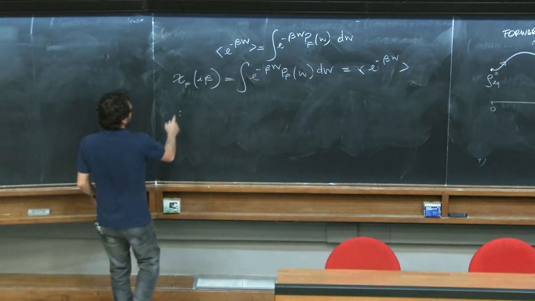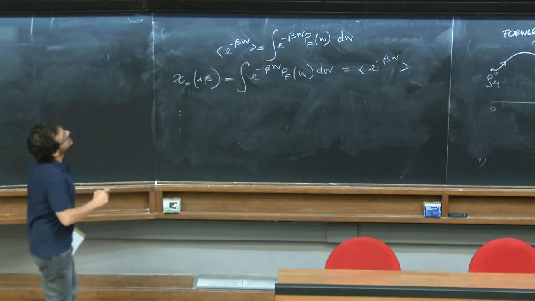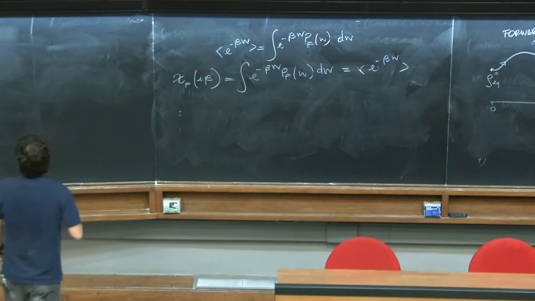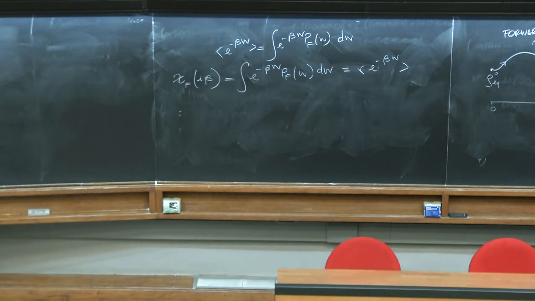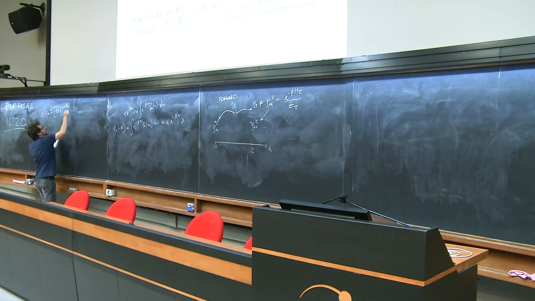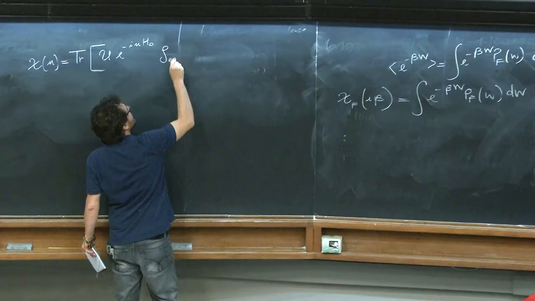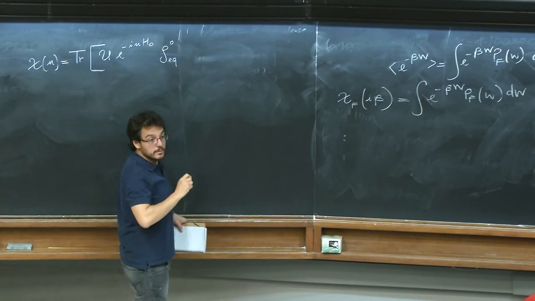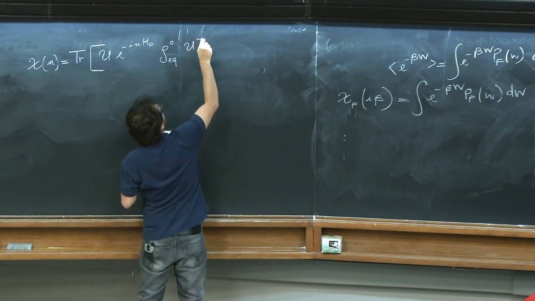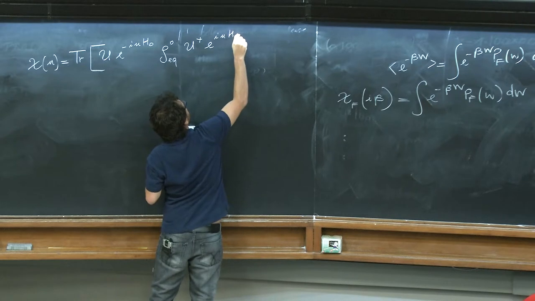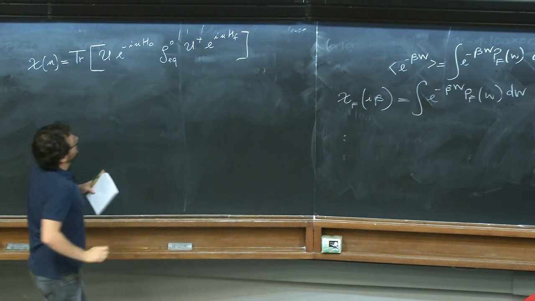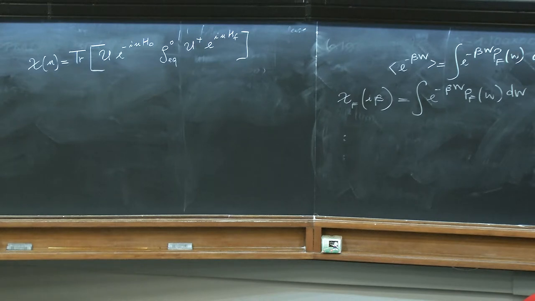Let's dig a little bit more into what chi of i beta is, because what we did yesterday, and what was in the previous slide, is that chi of u can in general be written as the trace of U e to minus i u H naught, times my equilibrium state at time t equal to 0, which I'm calling rho equilibrium naught, times U dagger, times e to i u H final. Guys, can you still read it? Yeah, are you okay? Yeah, okay.